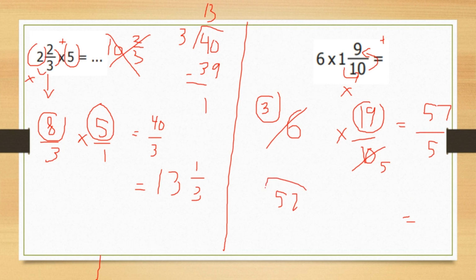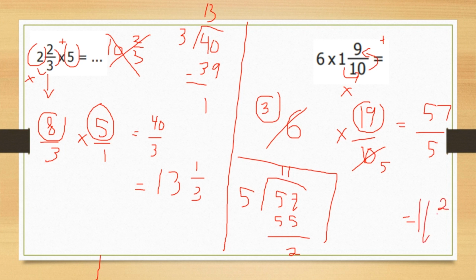So 57 divided by 5. This equals 11. 11 times 5 equals 55. Remainder 2. So the answer equals 11, 2 out of 5.